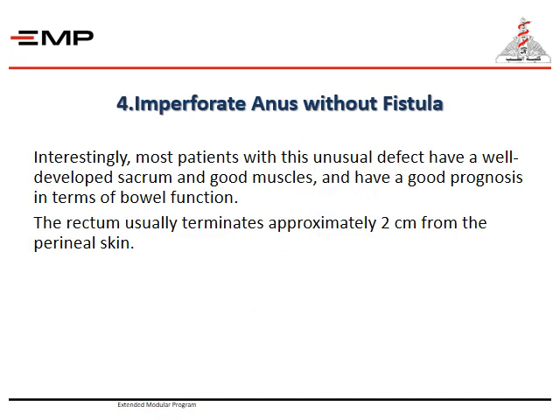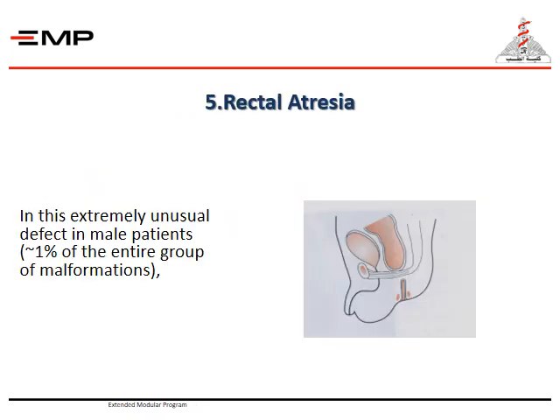Interestingly, most patients with this unusual defect have a well-developed sacrum and good muscles, and have a good prognosis in terms of bowel function. The rectum usually terminates approximately 2 cm from the perineal skin. In this extremely unusual defect in male patients, the lumen of the rectum is totally or partially interrupted. The upper pouch is represented by a dilated rectum, whereas the lower portion is represented by a small anal canal that is in the normal location and is 1 to 2 cm deep. These two structures may be separated by a thin membrane or by dense fibrous tissue.